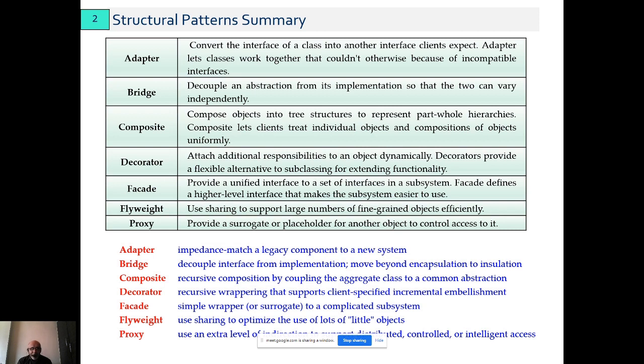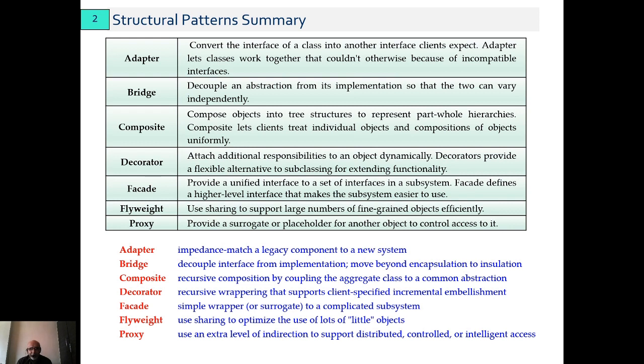Usually flyweights are used whenever we are using middleware. Proxies provide a surrogate or placeholder for another object. So you are creating an object pool for holding something, some place for the object to occur. Why should such things be created? Proxies are created so as to have an extra level of indirection to support distributed control or intelligent access.